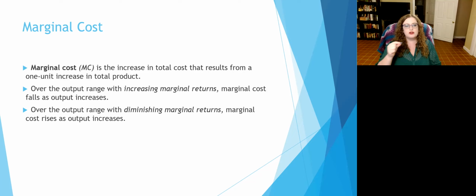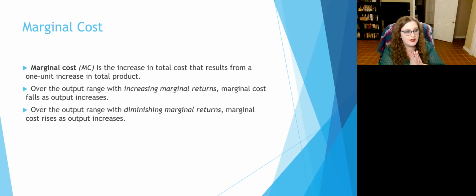Marginal cost is the extra cost that comes from a 1 unit increase in total product. Now, we have some things that have increasing marginal returns, and we have some things that have diminishing marginal returns. These are things that you probably hear about all the time, so we have to break down the nuances of the words. What does that actually mean? So over the output range, over the amount of possible things that we can produce with increasing marginal returns, which means for each additional, if you remember back, each additional laborer, each additional machine, we're getting more and more back from it.